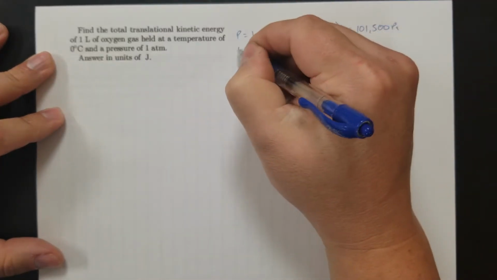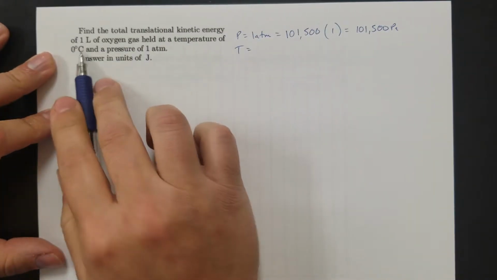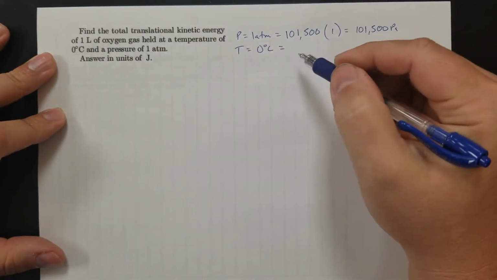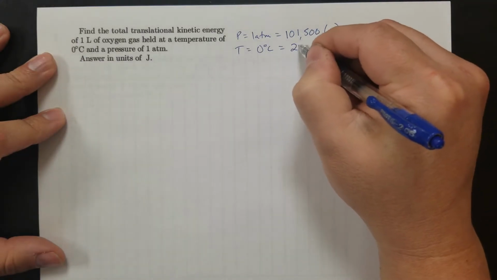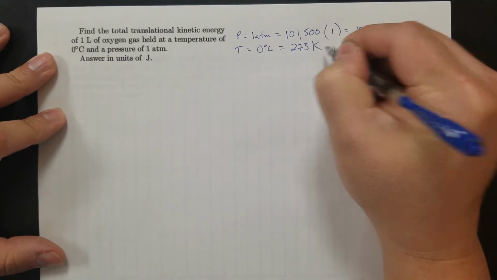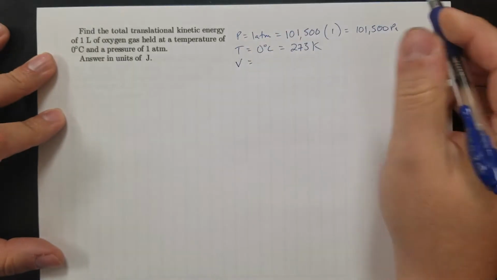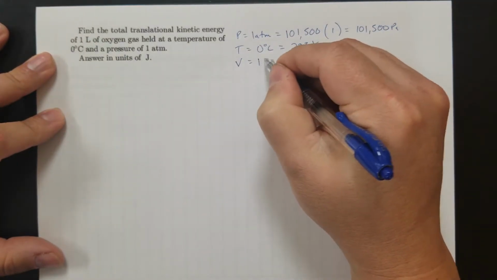My temperature is 0 degrees Celsius. So for 0 degrees Celsius, I have to add 273 to turn it into Kelvin. So that's 273 kelvins. And then my volume is 1 liter.